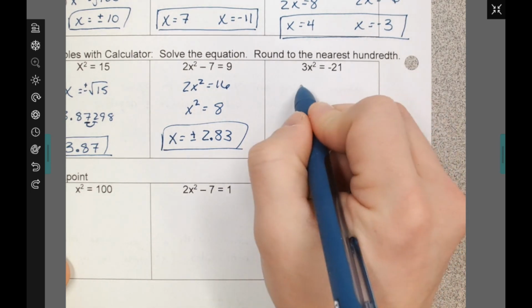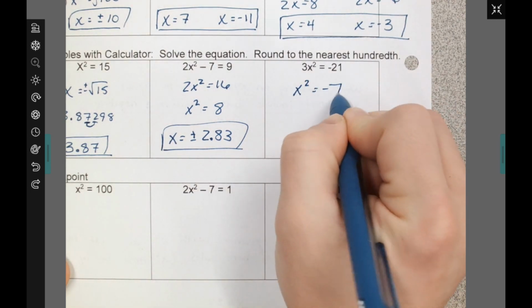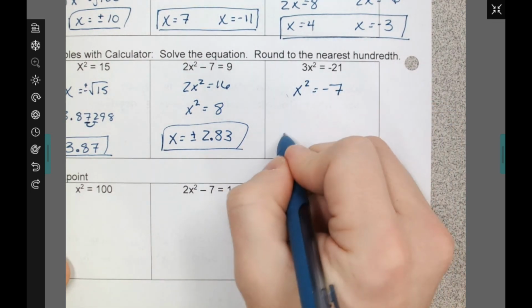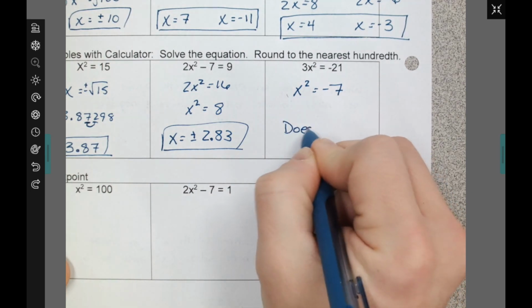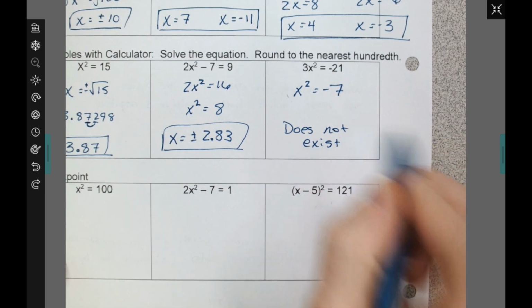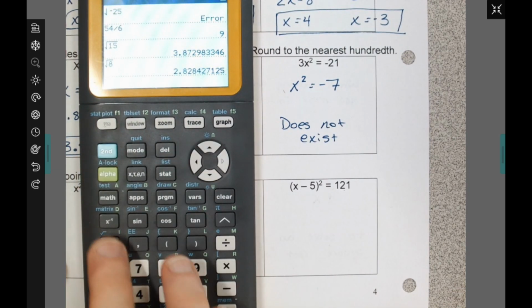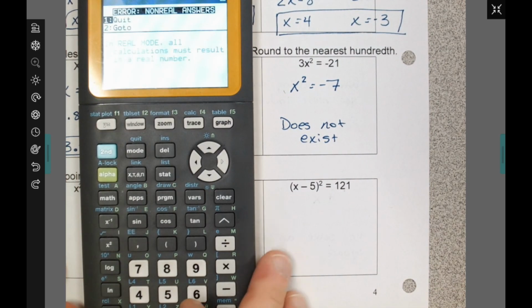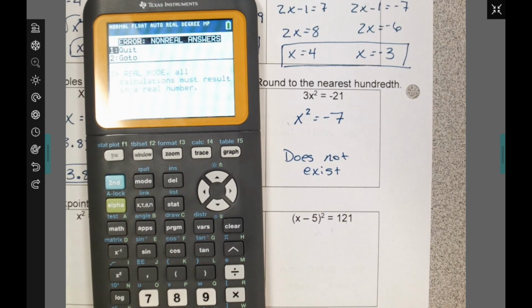Go ahead, divide each side by 3. x squared equals negative 7. You cannot square root a negative number, so we are done. We say it does not exist. Remember, on your calculator, when you plug in square root of negative 7, it gives you an error. It flat out tells you it's a non-real answer. So that is it for section 9.2.